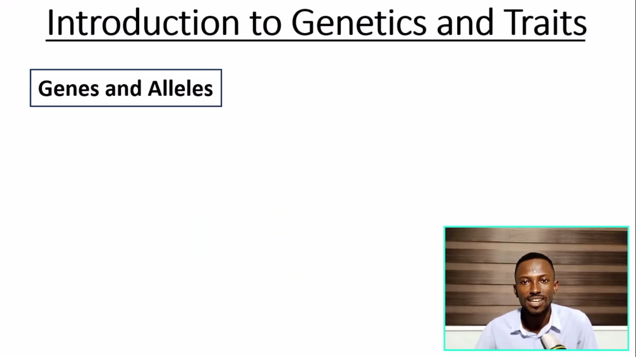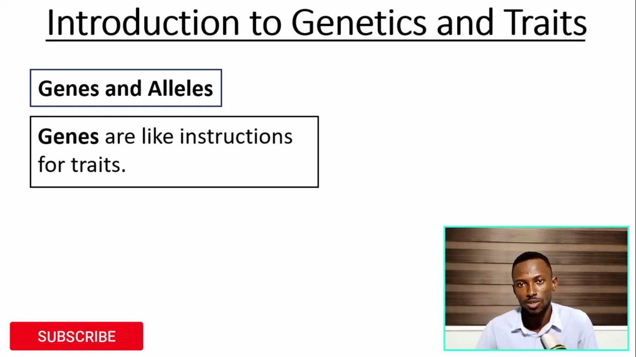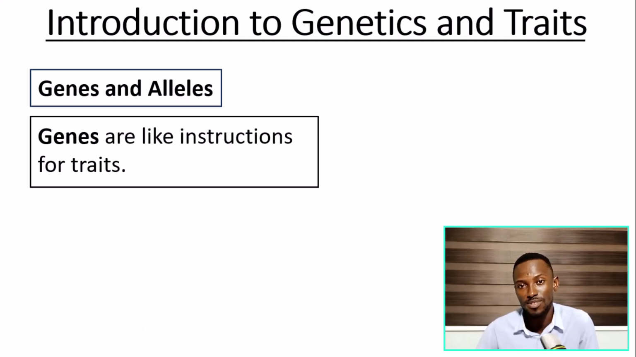So what exactly are genes and what are alleles? Some people call it allele. So what are genes and alleles? Genes are like instructions, like manuals. Say you have a recipe book, and if you read the book very well, maybe the book gives you instructions on how to make pancakes. That instruction is more like the gene, and the pancake that will be made is more like the trait.